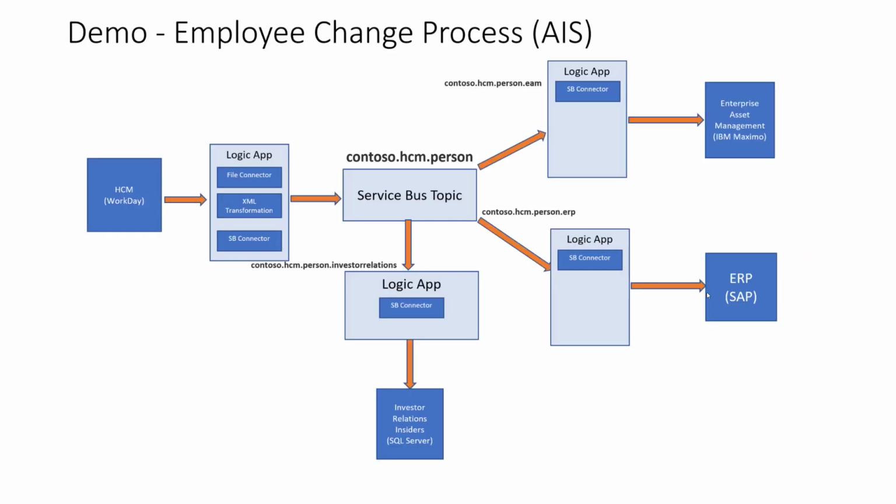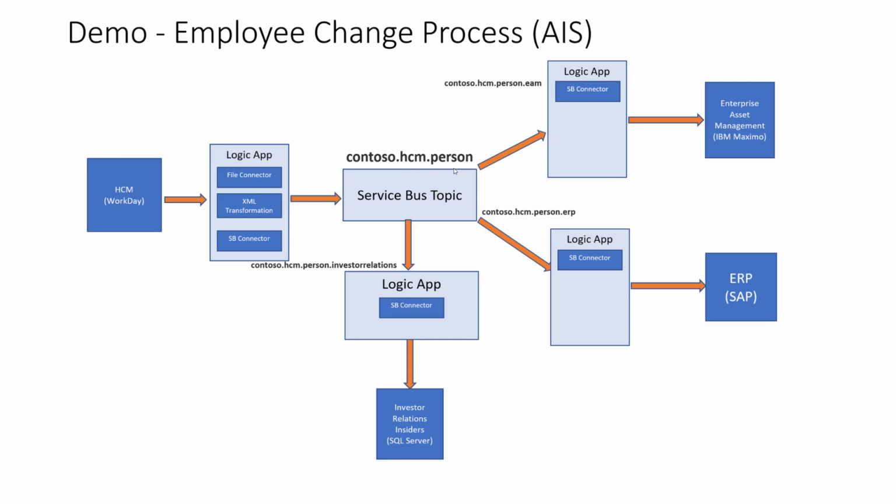So this is what a solution could look like inside of AIS. We've got a similar scenario. We've got HCM. In this case, we have a file that's being written out. We'll take that HCM specific file and transform it into a canonical message. And then we'll use the service bus connector to publish on our topic. And so I've called my topic contoso.hcm.person.